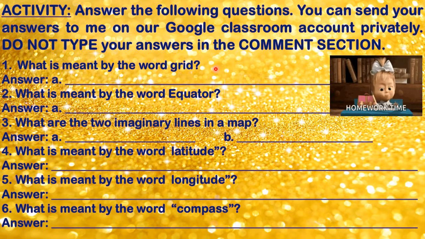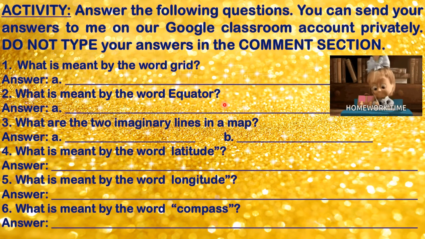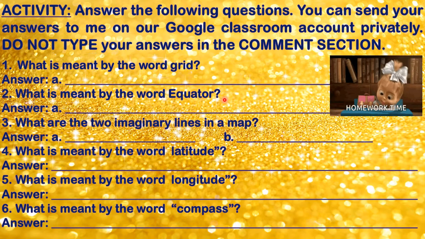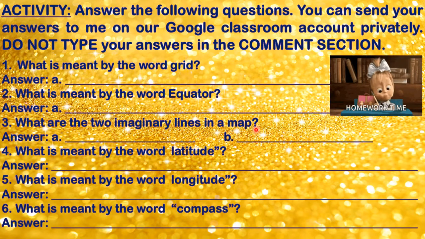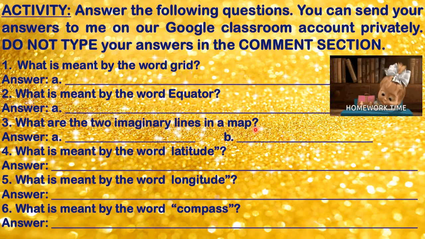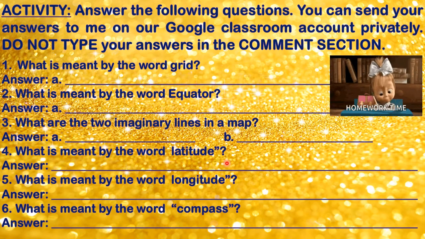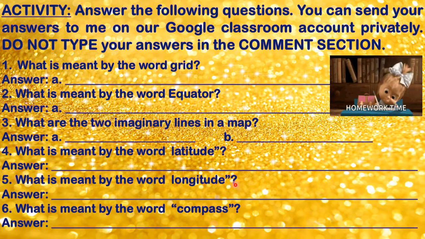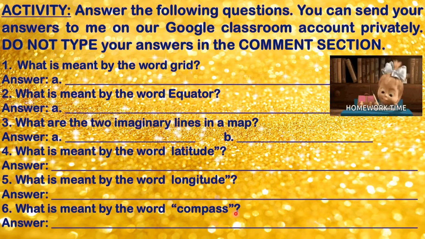So the first question is, what is meant by the word grid? Number two, what is meant by the word equator? Number three, what are the two imaginary lines in a map? Number four, what is meant by the word latitude? Number five, what is meant by the word longitude? And the last question, what is meant by the word compass?